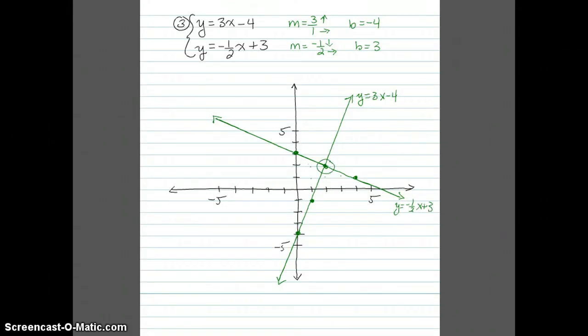But of course, I'm not forgetting to show the intersection, because if I forget to show the intersection, I haven't answered the question. So my solution to the system is 2, 2.